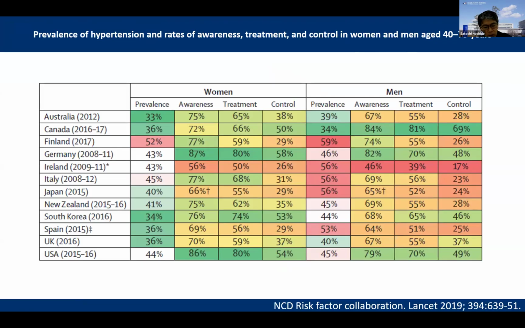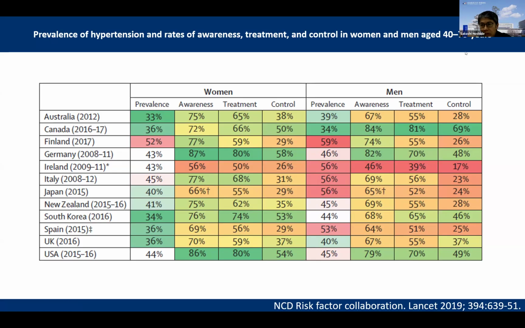Here is the chart comparing hypertension across countries. How many people have hypertension, how many know about hypertension, get treated, and have it under control. If we look at Japan, you can see the problem. For women, only 29% have their blood pressure controlled.